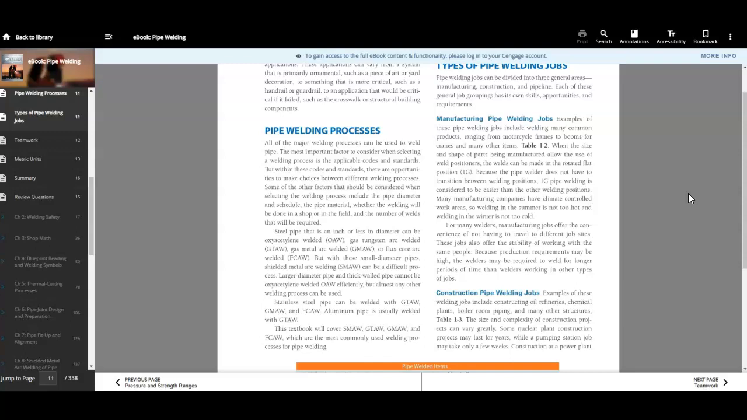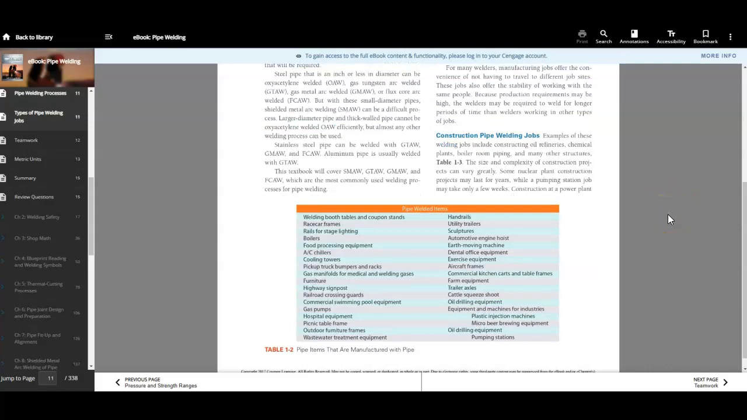Manufacturing pipe welding jobs. Examples of these pipe welding jobs include welding many common products ranging from motorcycle frames to booms for cranes and many other items. Table 1-2, pipe welding items that are manufactured with pipe.